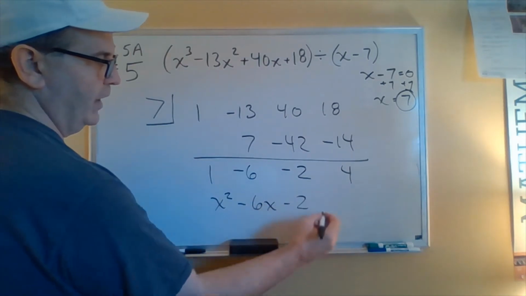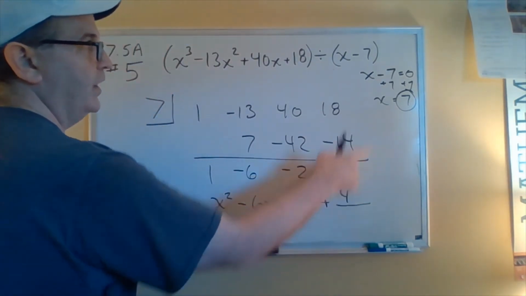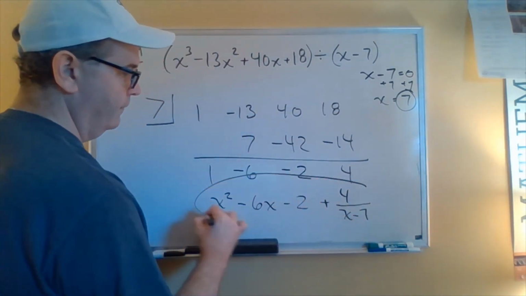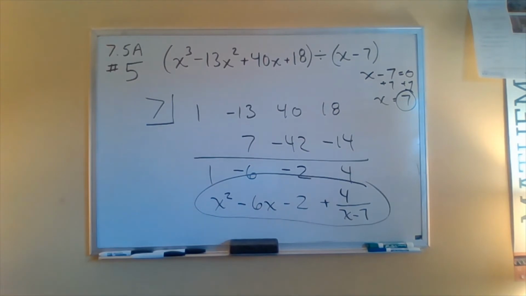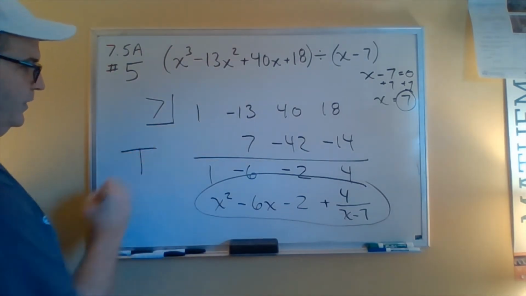This is my remainder here, so I'm going to add. That 4 goes in my numerator. My denominator is my original divisor, x minus 7. And there's my answer for number 5, x squared minus 6x minus 2 plus 4 over x minus 7. And if we're still playing along with the riddle, that matches up with the letter T.